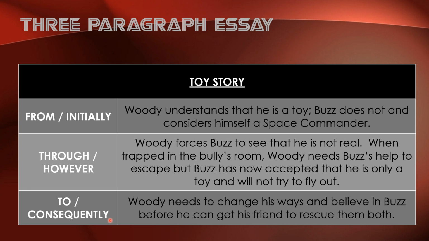What does Woody do differently at the end that he didn't do at the beginning? So in this case, Woody needs to change his ways and believe in Buzz, to convince him that he can fly, to celebrate his successes. And until he can do this, they're both stuck where they are. He needs Buzz to believe once again that he can fly and rescue them because he is a true Star Commander.